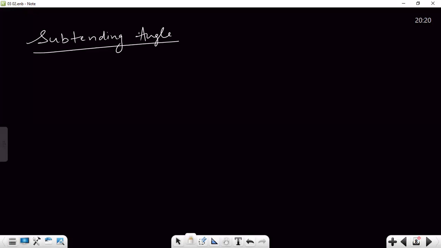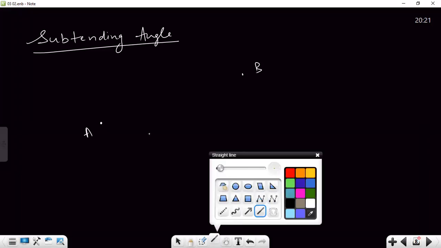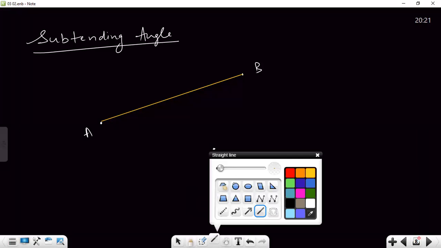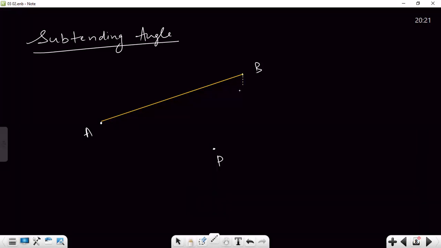Subtending angle, like when it is said that there are 2 points, A and B, and these points are subtending an angle on point P. Then it means that there will be 2 rays coming from both ends of this line AB, and those rays will be making a certain angle on point P, and this particular angle is the subtending angle.